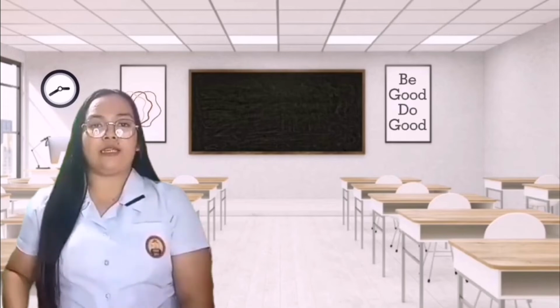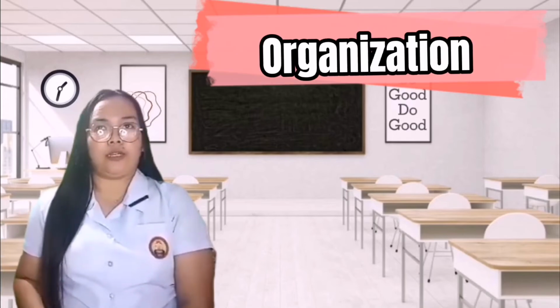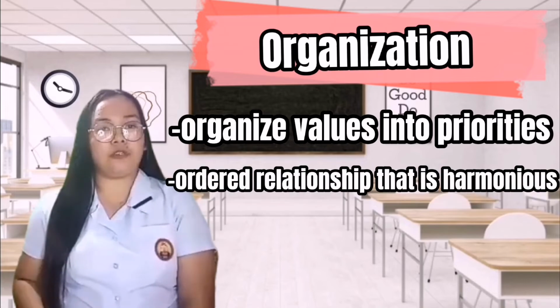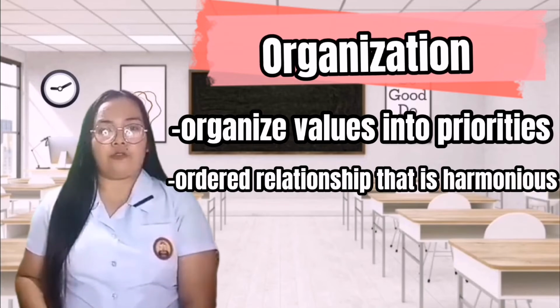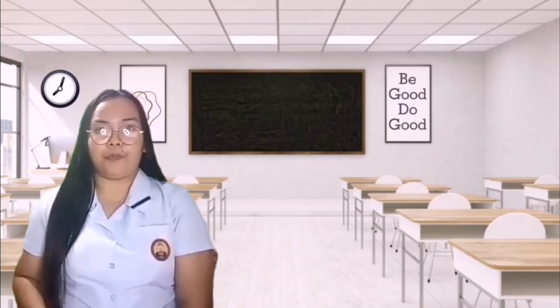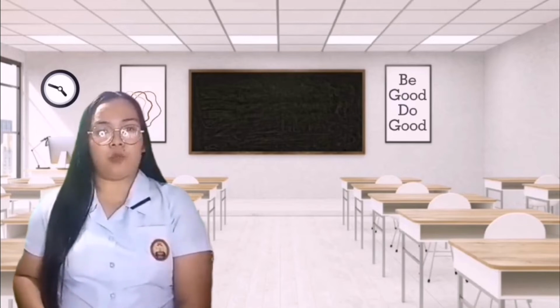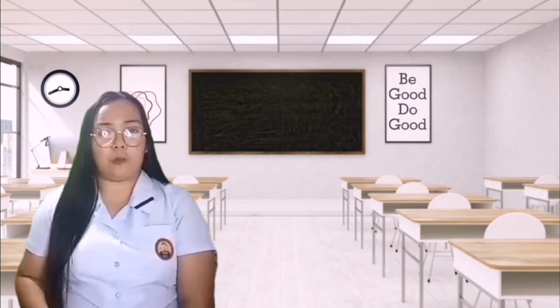Fourth one is the organization. It organizes values into priorities by contrasting different values and resolving conflicts between them. Example, recognizes the need for balance between freedom and responsible behavior.